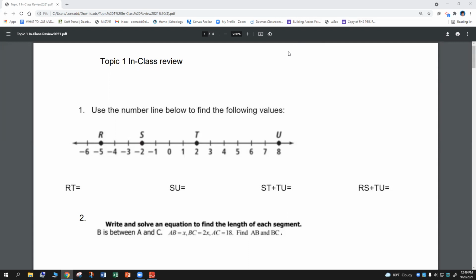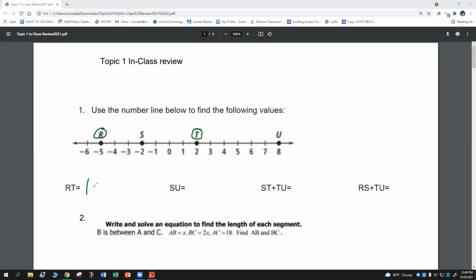All right, number one here just wants us to use a number line to find the values. So we can do this two ways. We can use the absolute value of the difference. So r to t, we want to find the distance from r to t. So here's r, here's t. We can take the absolute value of the difference.